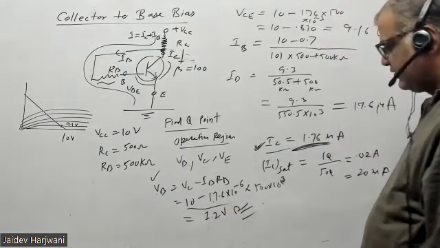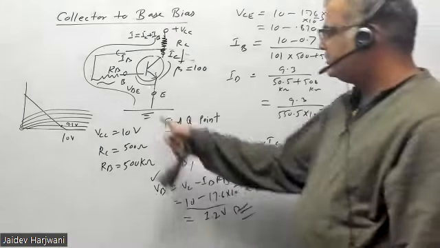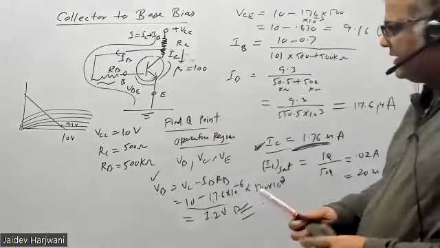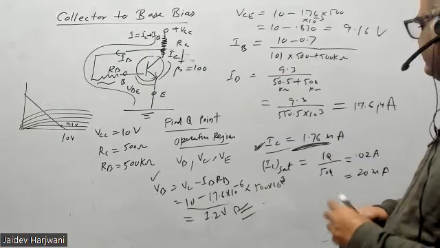If it's coming 1.2, then it is greater than 0.7. So still this junction is forward biased and you can find the values. Okay.